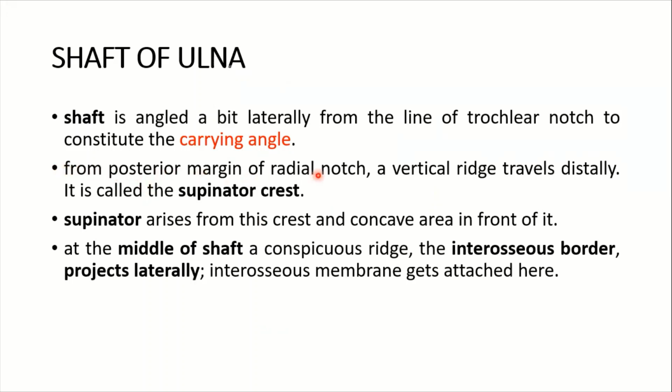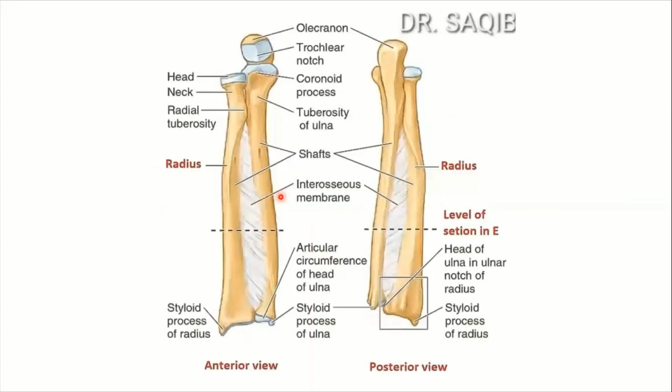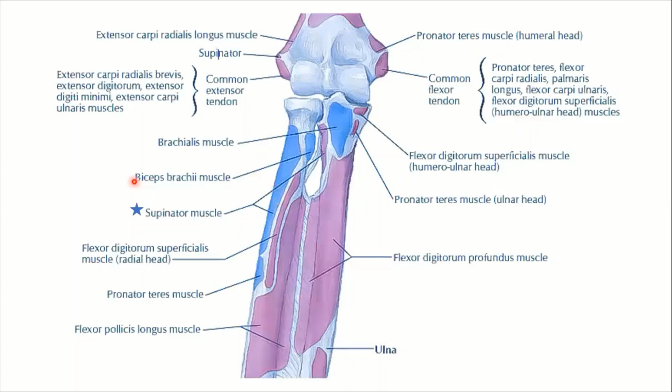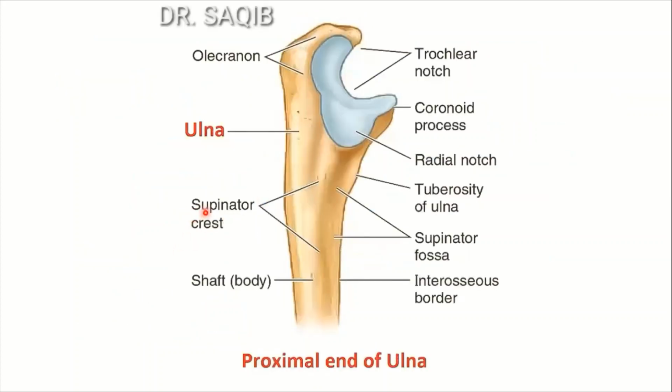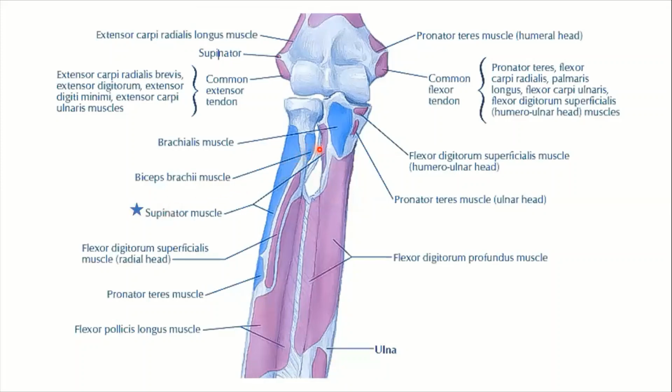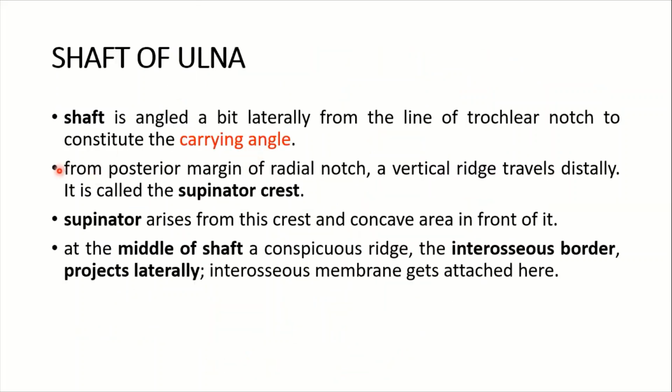From the posterior margin of the radial notch, a vertical ridge travels distally. It is called the supinator crest. Let's see the supinator crest. This is the supinator muscle attached to the supinator crest over here. This is the supinator crest, the attachment of the supinator muscle. Again, I mentioned the supinator arises from this crest and the concave area in front of it.